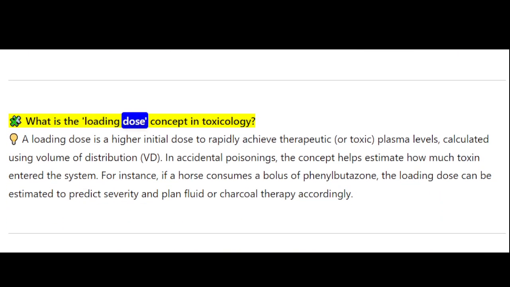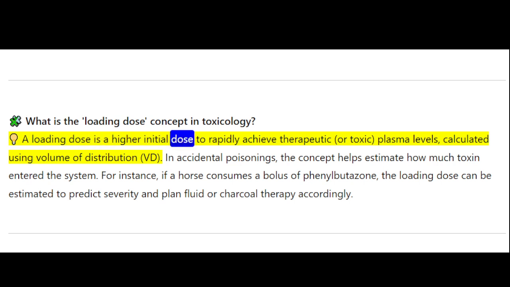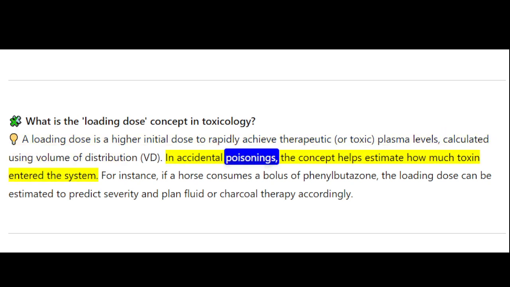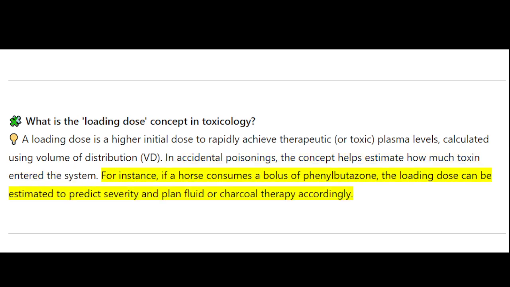What is the loading dose concept in toxicology? A loading dose is a higher initial dose to rapidly achieve therapeutic, or toxic, plasma levels, calculated using volume of distribution, VD. In accidental poisonings, the concept helps estimate how much toxin entered the system. For instance, if a horse consumes a bolus of phenylbutazone, the loading dose can be estimated to predict severity and plan fluid or charcoal therapy accordingly.